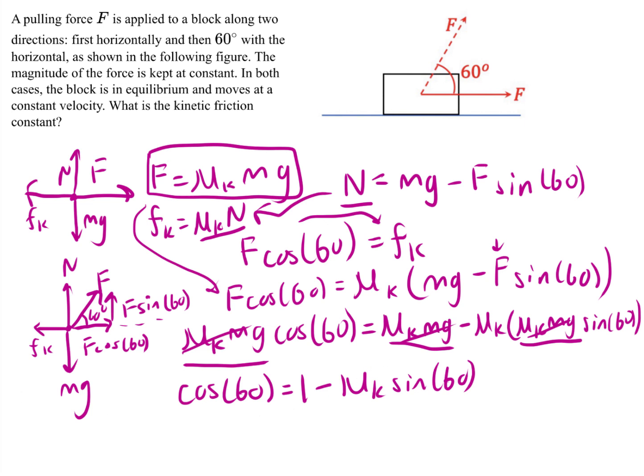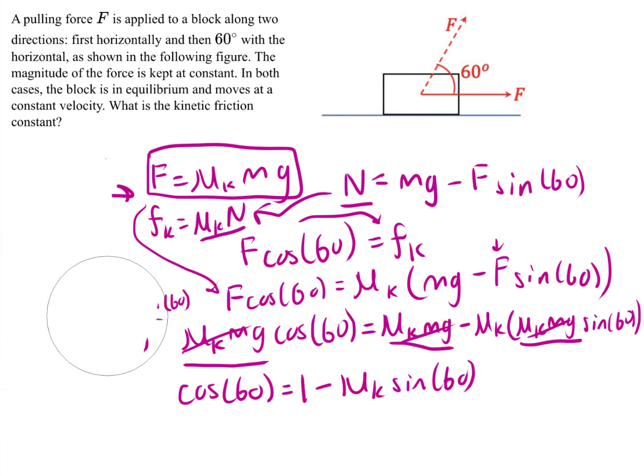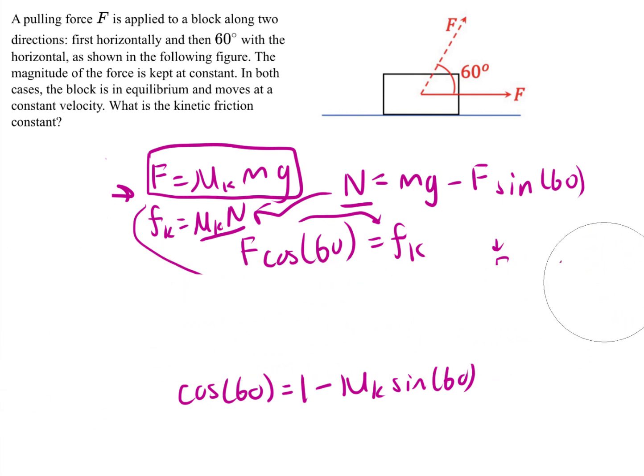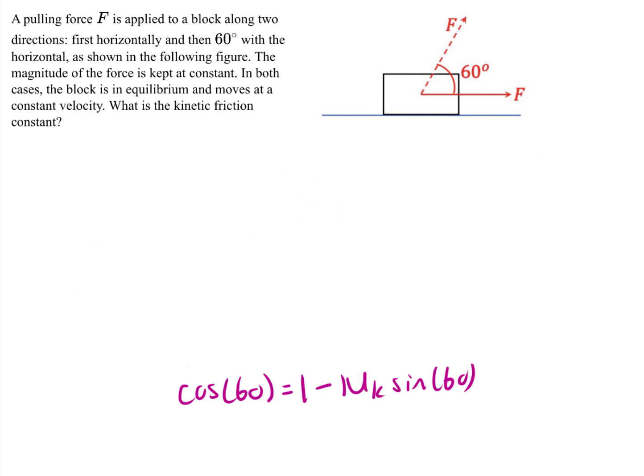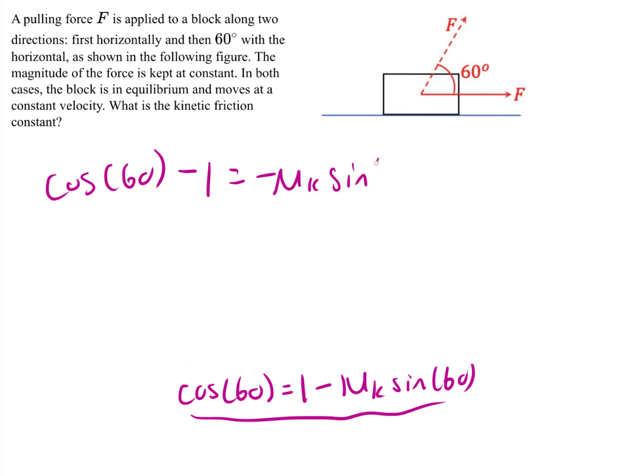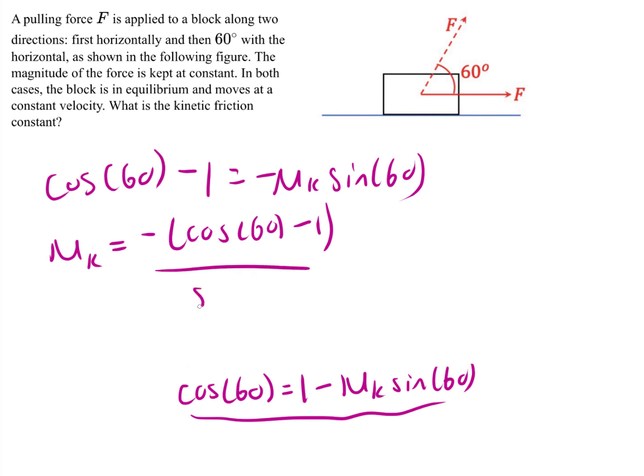Now I'm going to erase everything else so that we have a little more space to work with. So I'm going to get rid of all of this. And we're left with this neat little equation right here. And now from there it's just simply solving everything for the coefficient of kinetic friction. So you do this by moving the one to the other side, and then you can conclude that this is equal to minus cosine 60 minus 1 over the sine of 60.